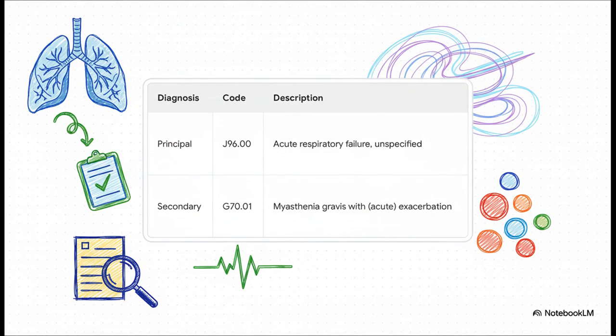Okay, let's put that rule into practice. Check out this first example. You've got a patient with myasthenia gravis, and they're admitted for acute respiratory failure. So why is respiratory failure listed as the principal diagnosis here? It's because the failure itself was the main reason they needed to be in the hospital.